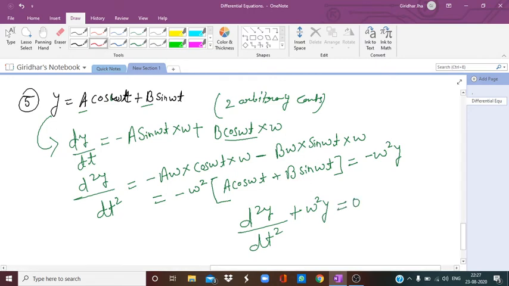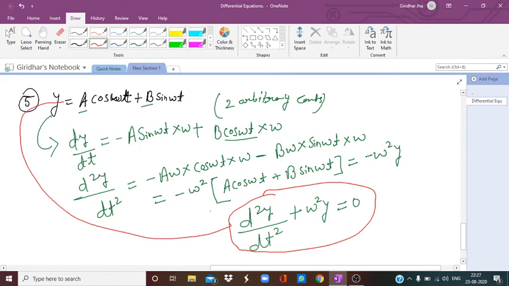This is our differential equation of this given curve. Fine. For y equals a cos omega t plus b sin omega t, the differential equation has come: d2y by dx square plus omega square y equals 0, dear. Okay, this was like the previous sum.